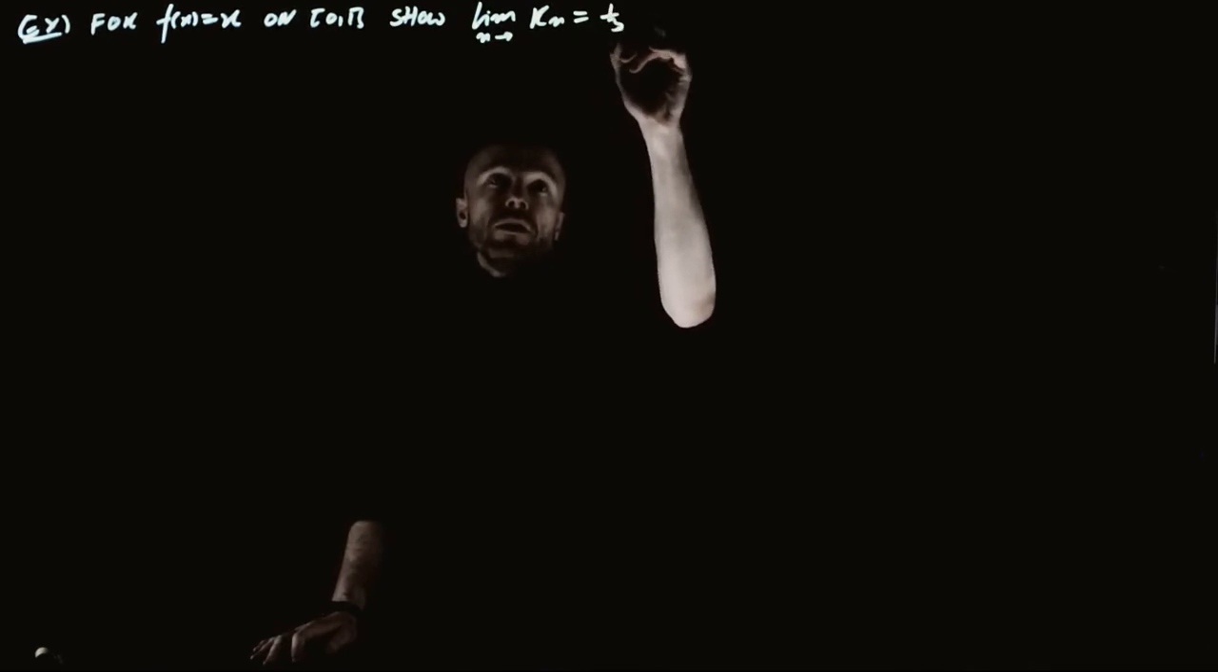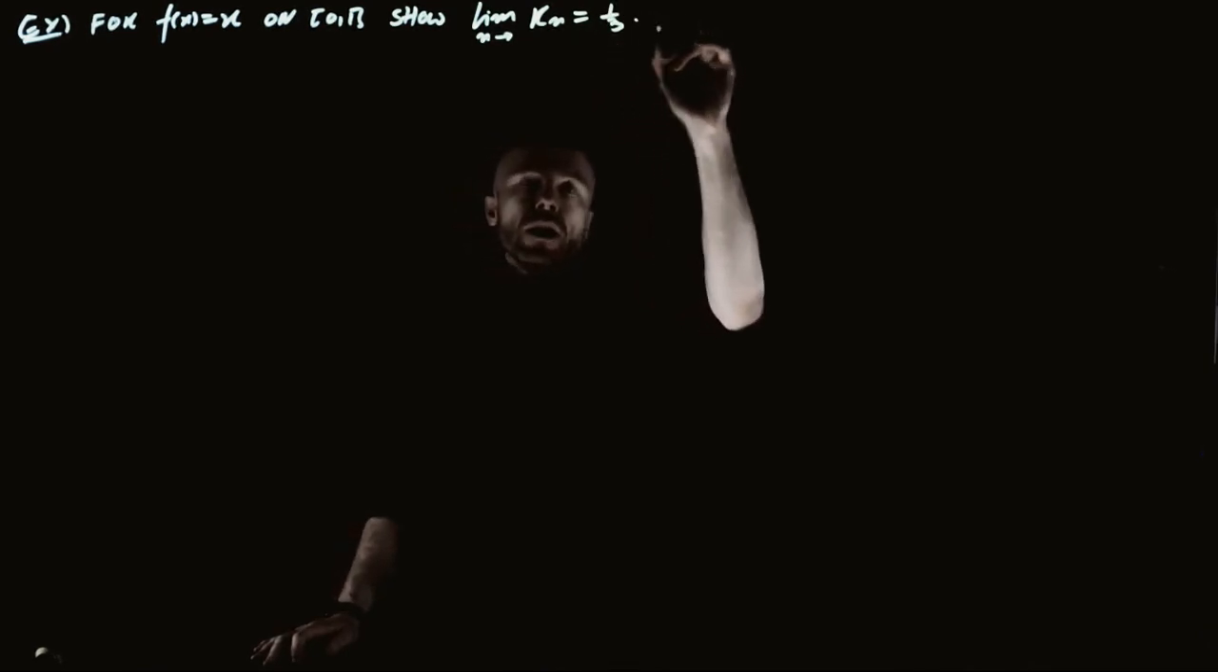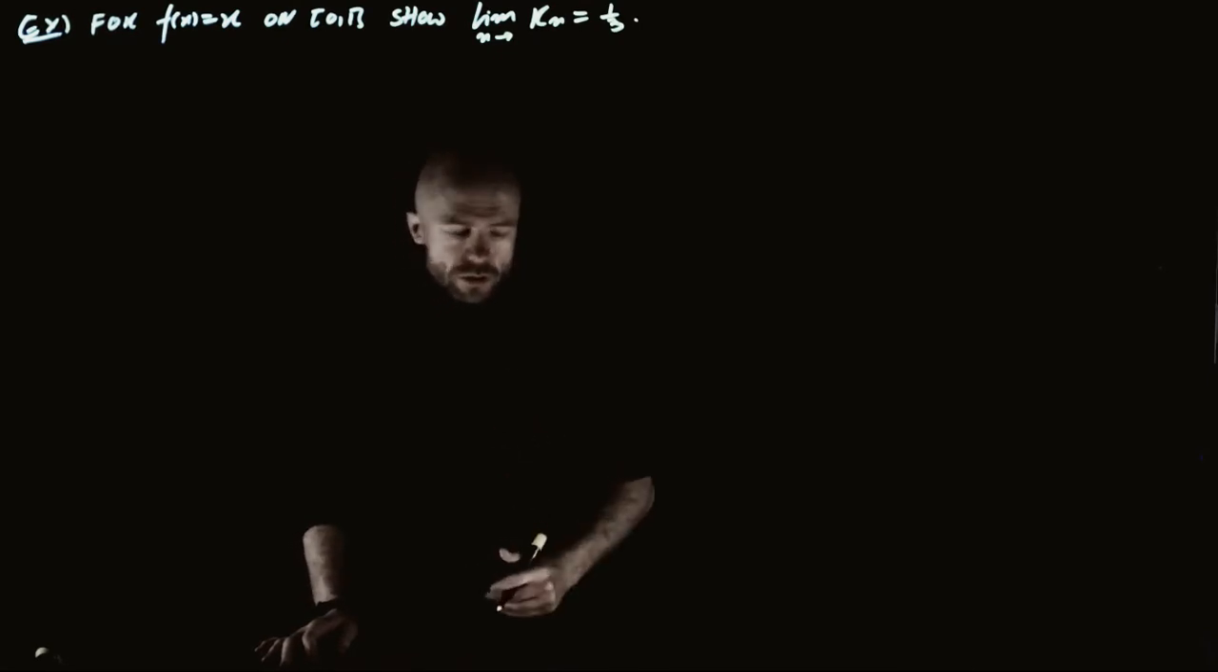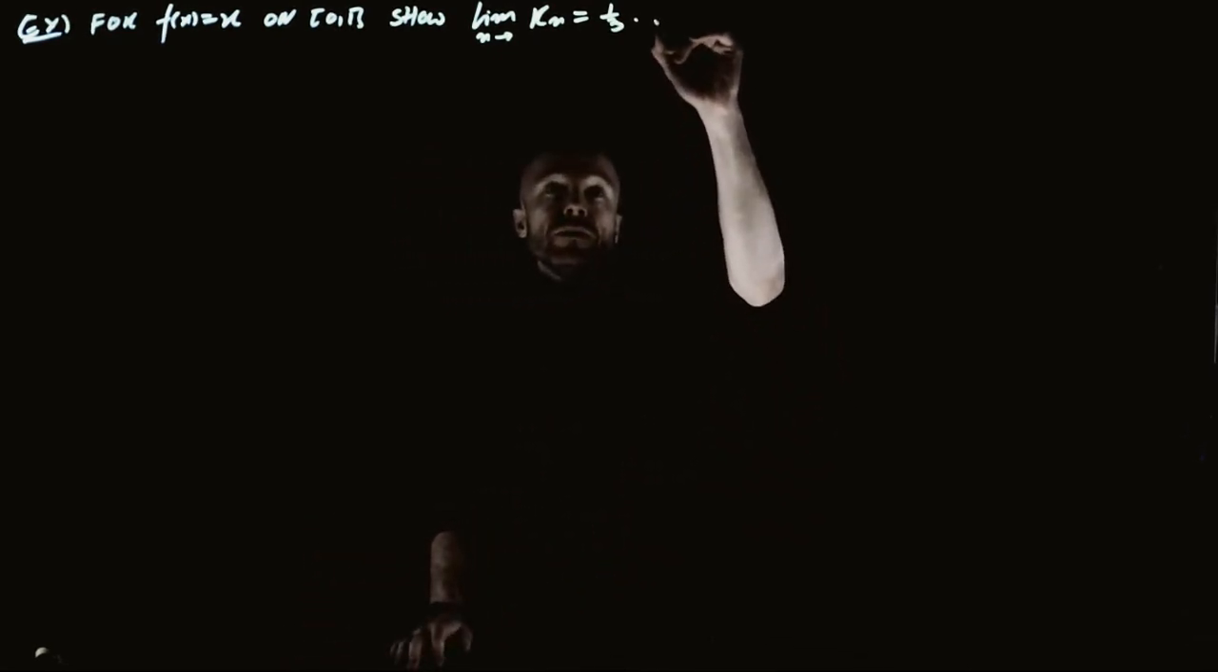Okay, so we're going to do this example. For function f of x equals x squared on 0 to 1, show that the limit as n goes to infinity of Rn, recall that's the right endpoint approximation with n rectangles, is equal to 1 over 3. In other words, what we know the area to be. Okay, so solution.